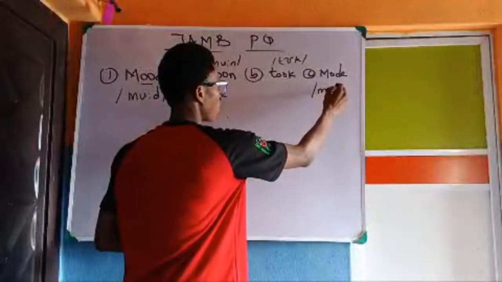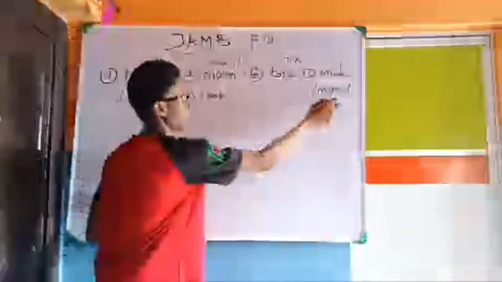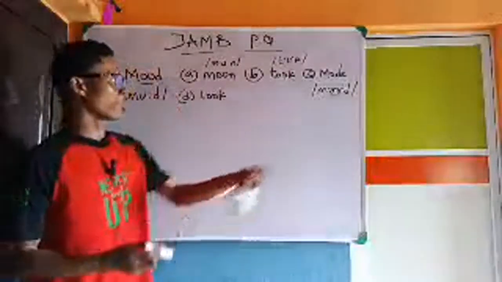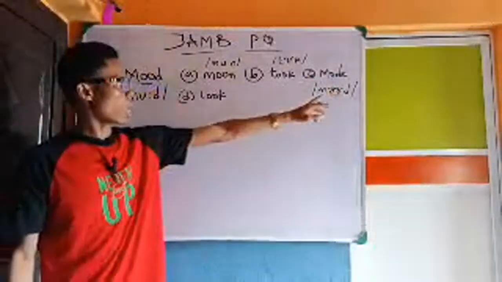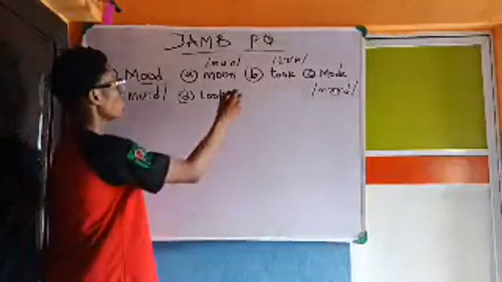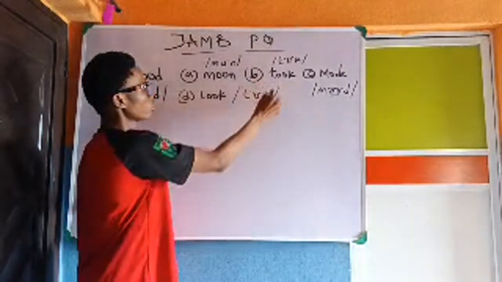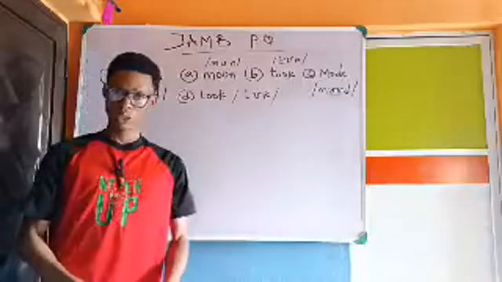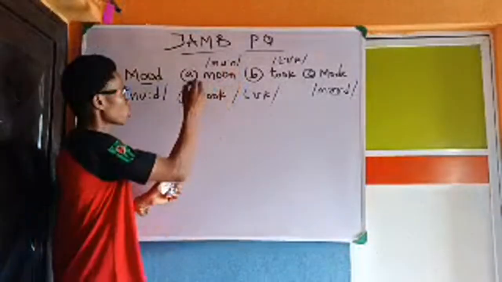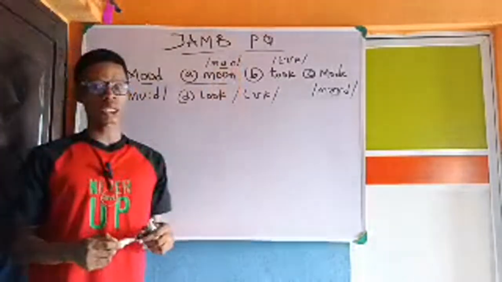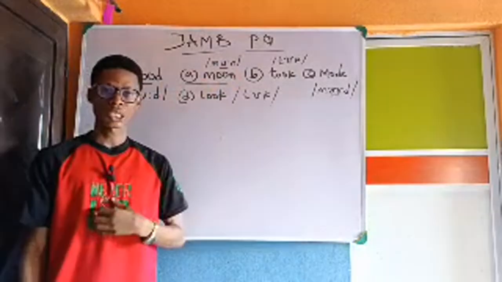This one is mode. It's having the o sound. So it's not even having the u sound. Good. Now this is look. So obviously the answer to this question is moon, because it has this long u sound. If you check very well, the only one that has this u sound is moon. So A is the correct answer.